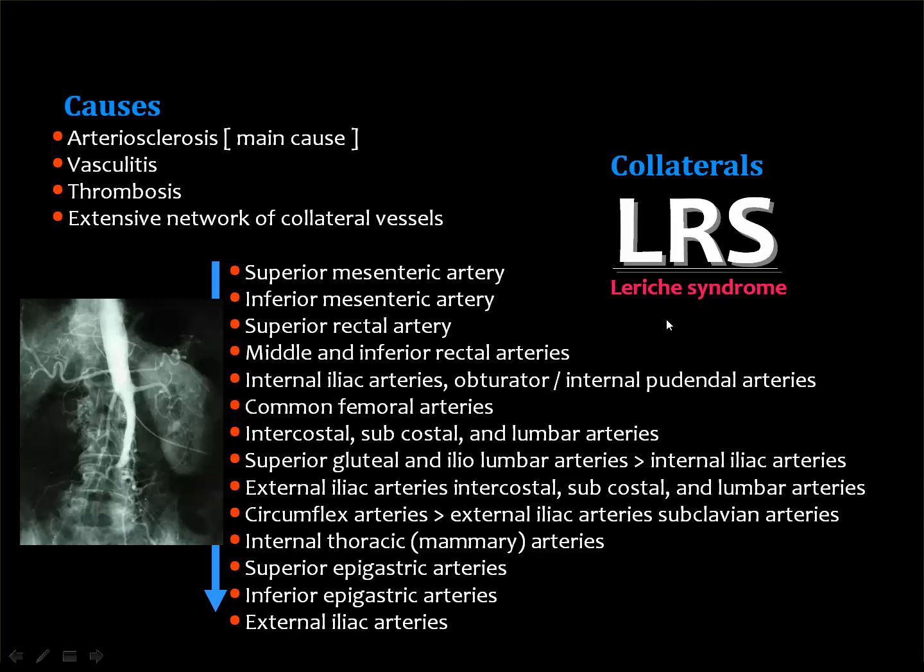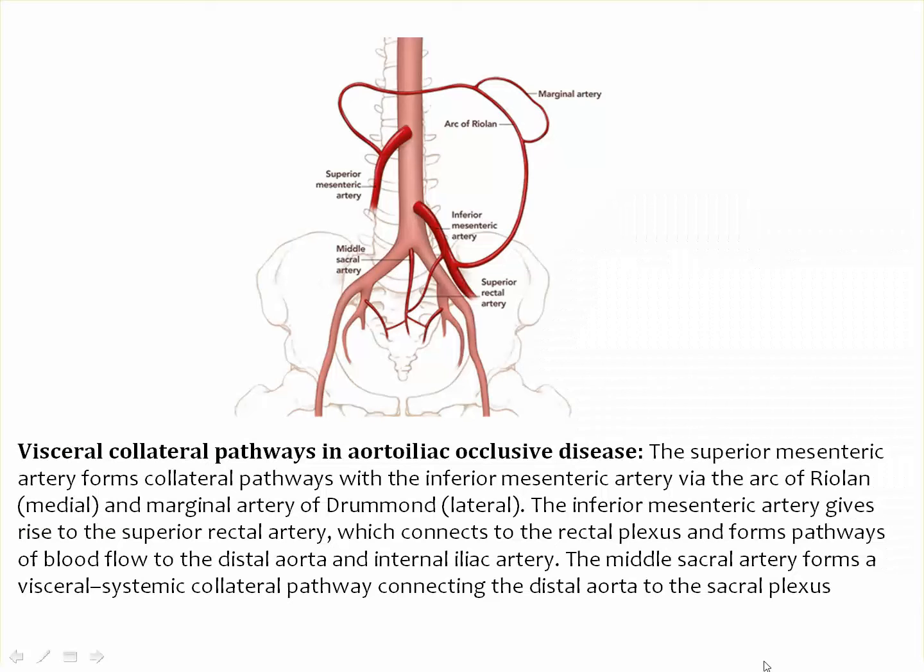this will result in an extensive network of collateral vessels. And here, most of the arteries involved in the collateral circulation whenever the distal part of the aorta is occluded. But the most important collateral pathways include this very famous artery, which is known as the arc of Riolan, which connects the inferior mesenteric artery to the superior mesenteric artery, and this is the marginal artery of Drummond, which is a side branch of this major arc of Riolan.